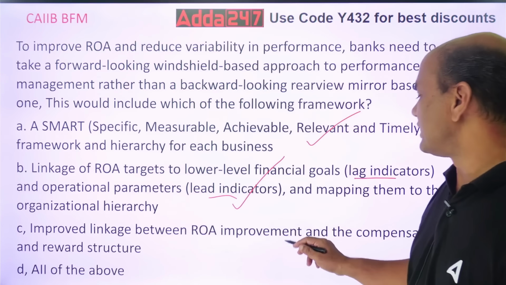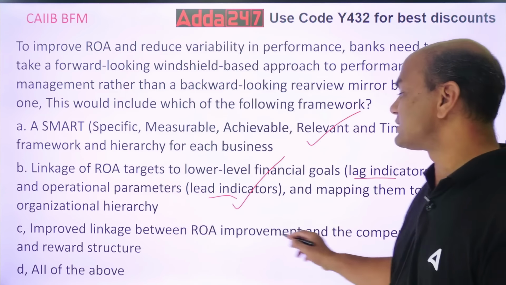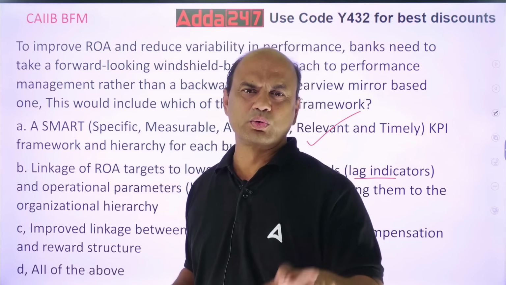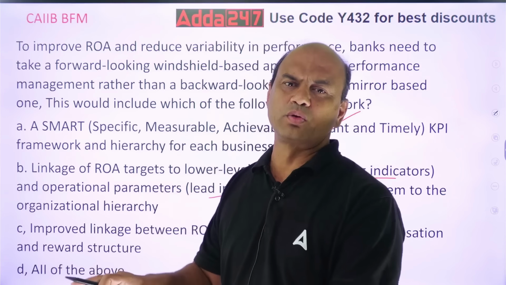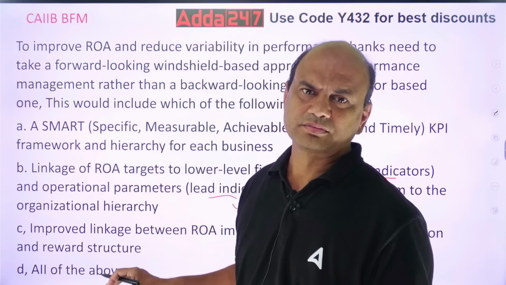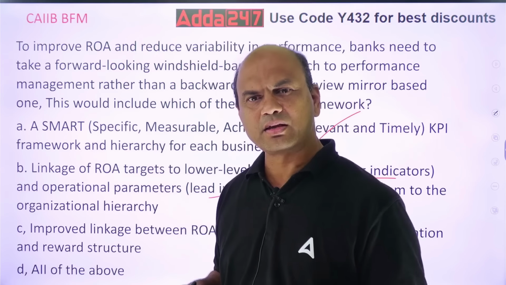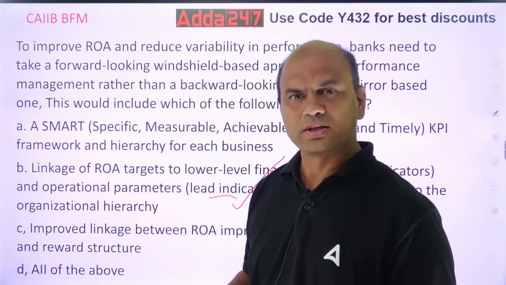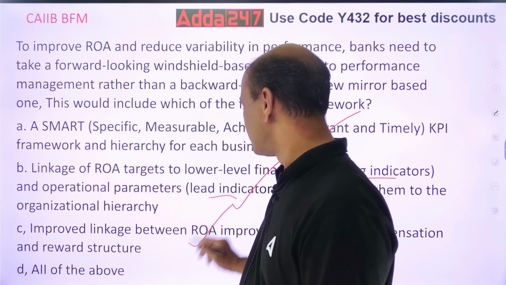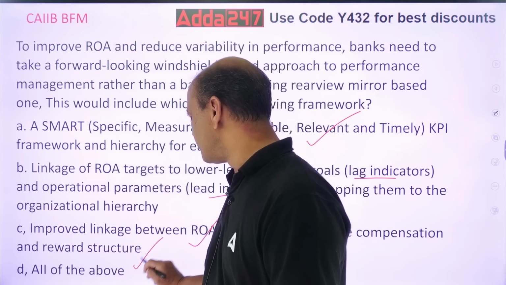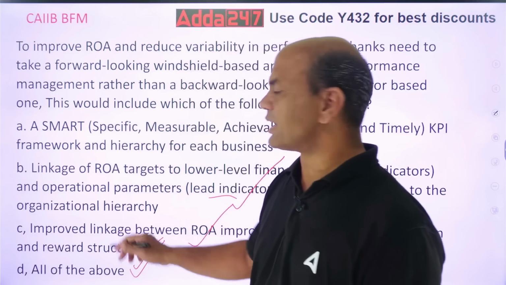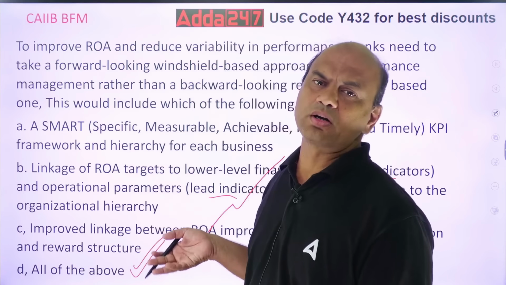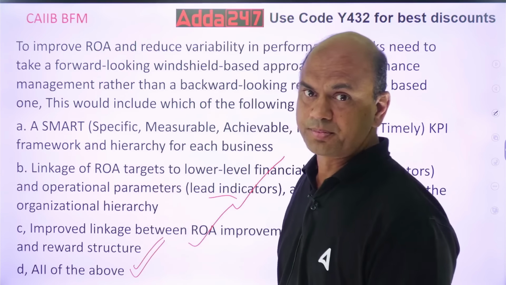Improved linkage between ROI improvement and the compensation and reward structure. Simple, target based: you do this much, you will get this much; you don't do this, you won't get it. Should we do the same in banking? In fact, it is done in banking, right now also. So the answer is all of the above. This is the right answer, D, all of the above, because all of them are compulsory if you want the bank to grow, isn't it?